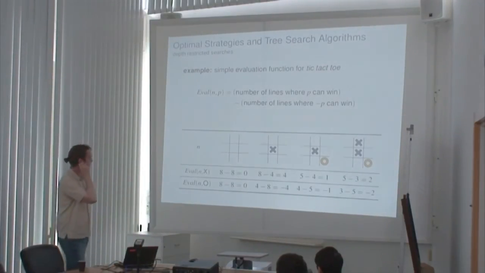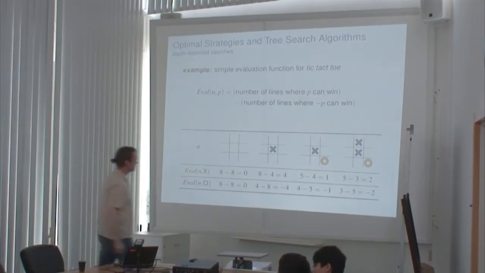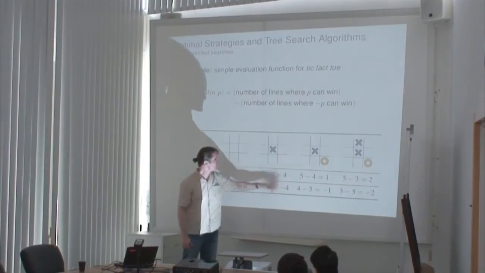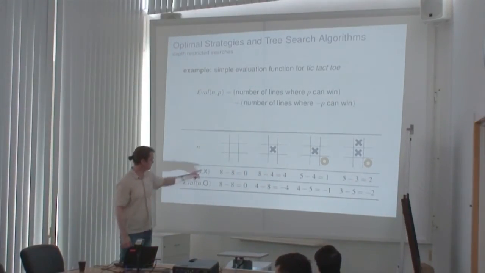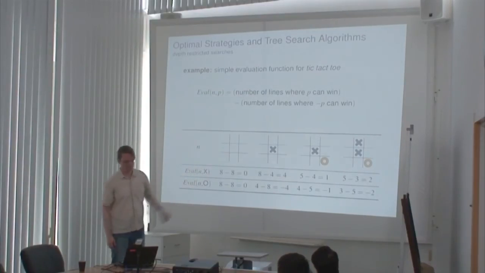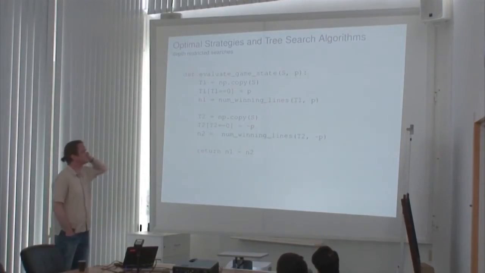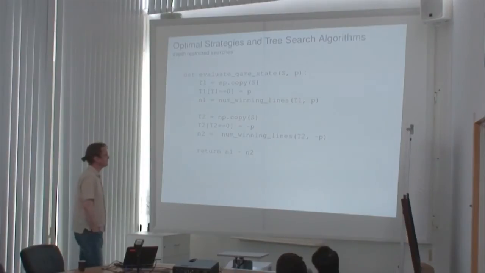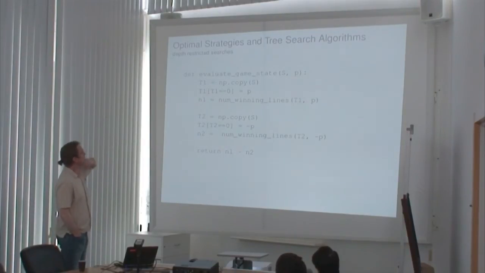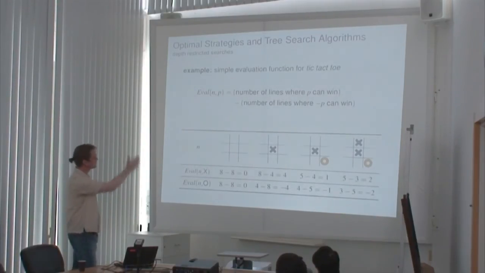So this is a function that assigns numerical values to these states, and we can compute it from the perspective of either player. And here is how I did that in Python, just to provide you with ideas. I call this function evaluate game state. It depends on the current state S and the player P who is to move.